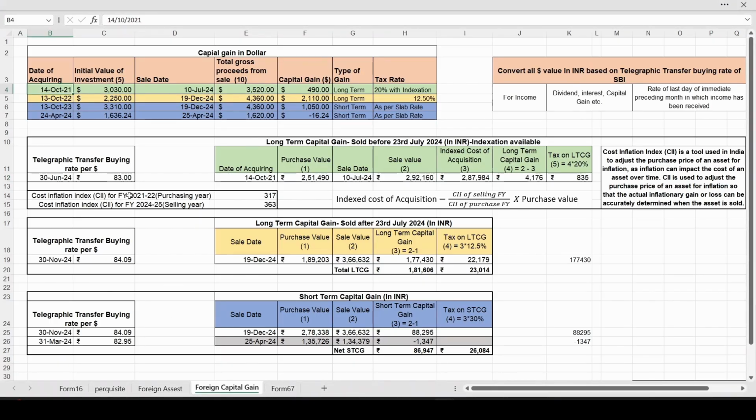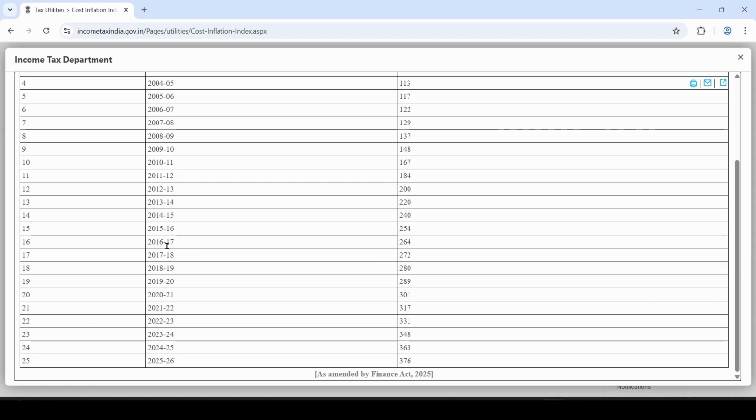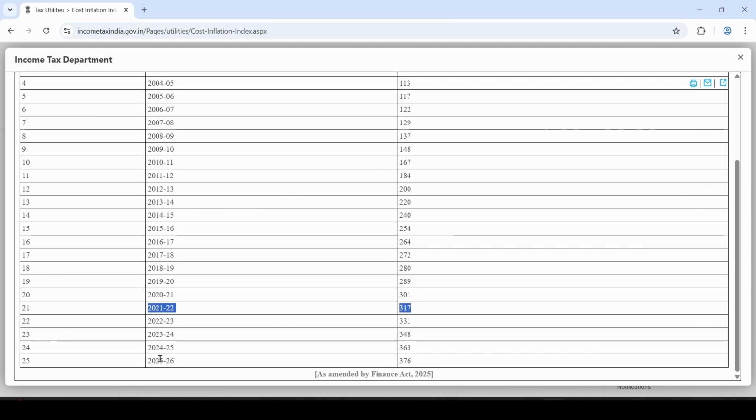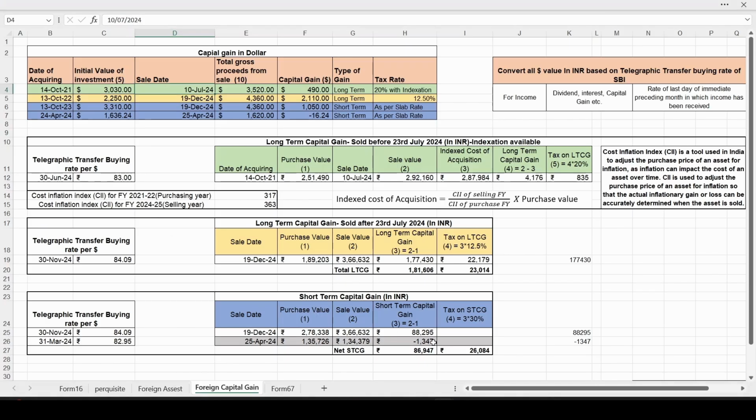Our purchasing financial year is 21-22. For 21-22, CII is 370. And our selling financial year is 24-25. And for 24-25, CII is 363.